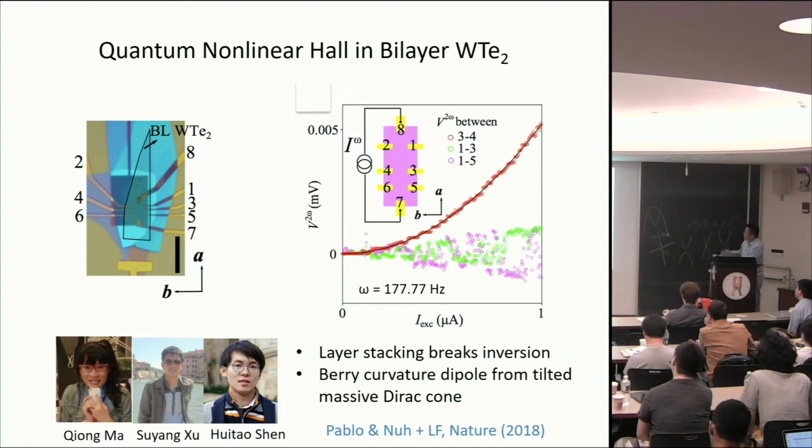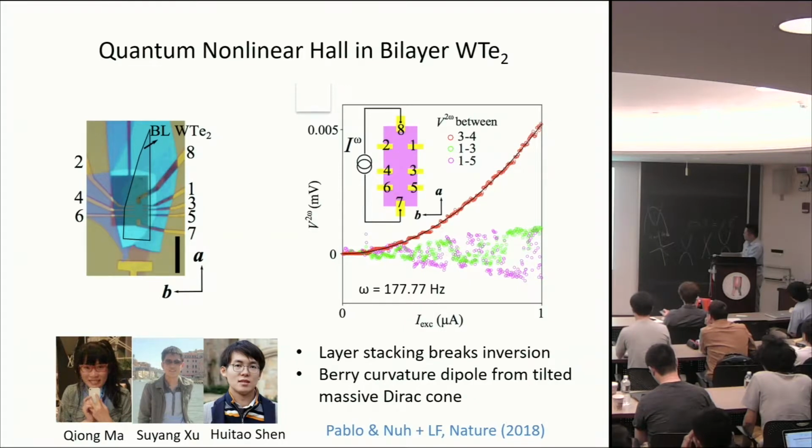And so this is the experiment, where they run current at a frequency omega and detect the signal in the transverse direction, a transverse voltage at 2 omega. And this is the voltage plotted as a function of the incident current. And you see that in the transverse direction, there's a large 2 omega voltage that's proportional to current squared. So this is the first detection of a nonlinear Hall effect in a completely time-reversal invariant non-magnetic system and without any external magnetic field. Okay.